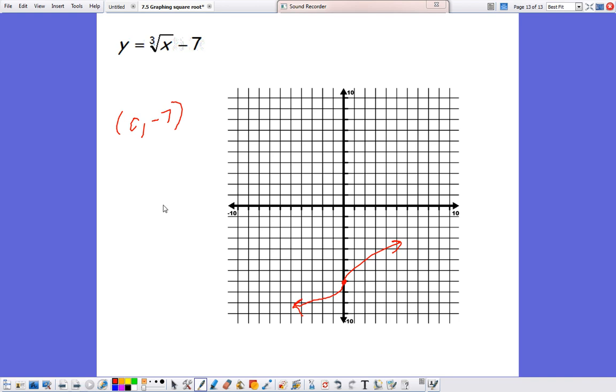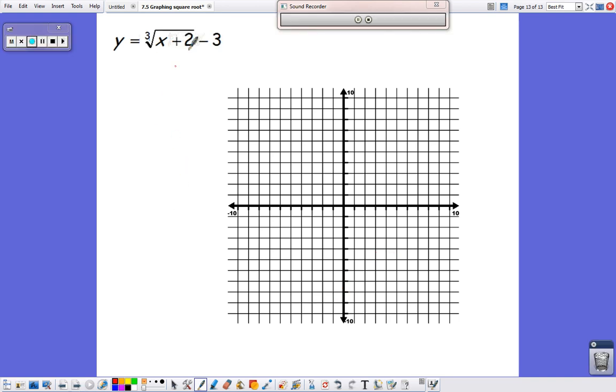Alright. And the last example, we can do both of them at the same time. So remember, inside lies to me. The outside tells me the truth. So it's going to be a -2 and a -3. So I get -2, 1, 2, 3, and I go down 3. And then I get my S shape. Okay. Alright. Well, that concludes lesson 7.5.